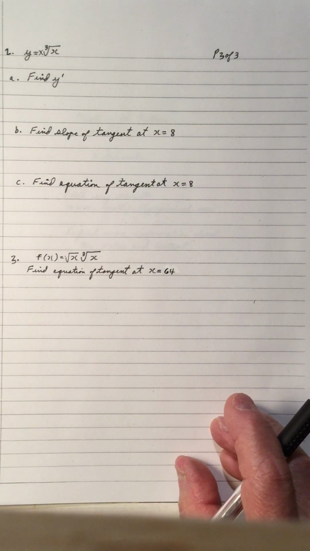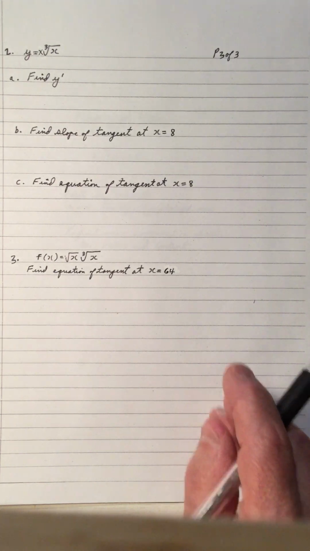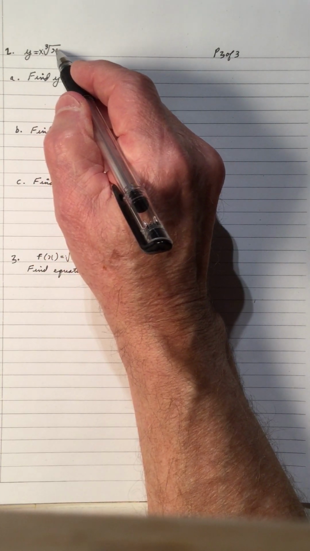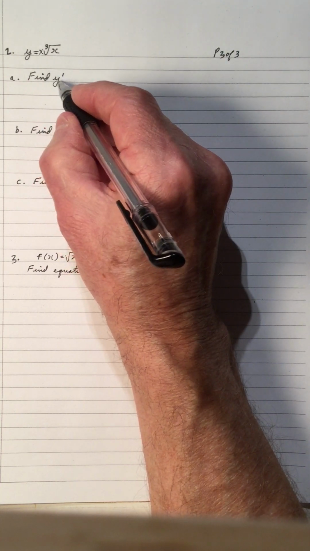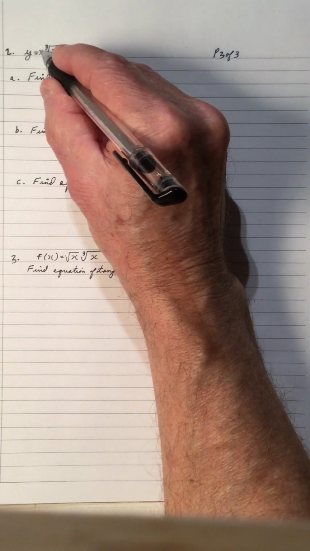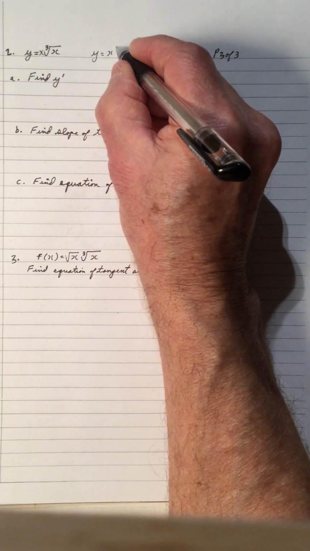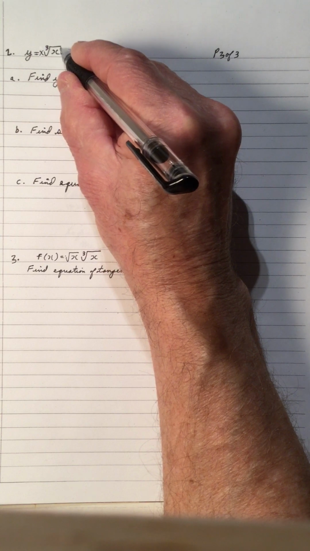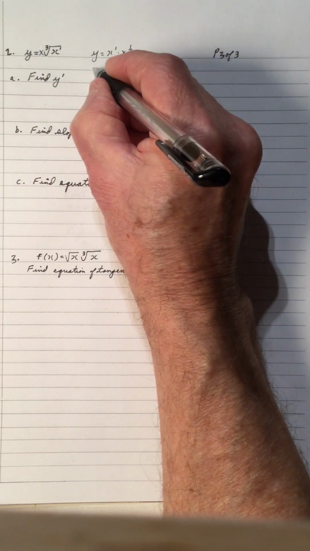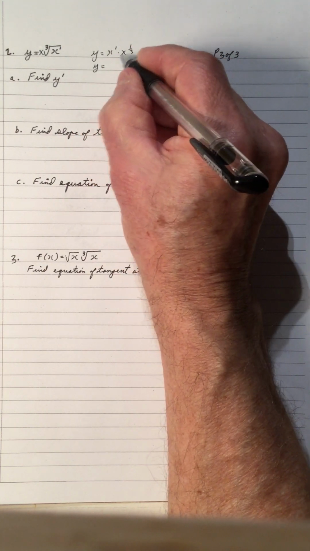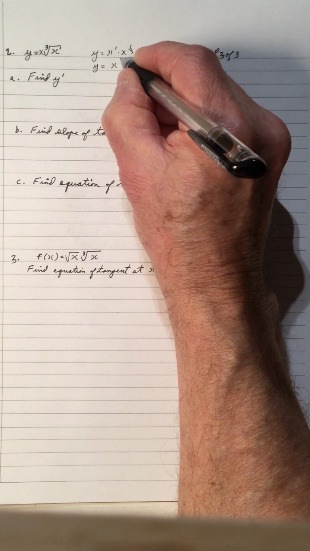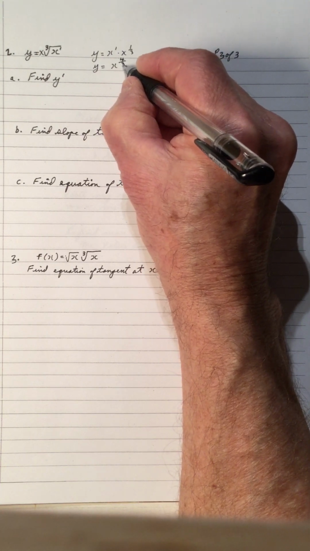So let's do a few more examples. What about, we have y equals x cube root of x. Find y prime. So we have to change y. So x is to the power of 1, and the cube root of x is x to the 1/3. When you're multiplying with the same bases, you add the exponents. So 1 plus 1/3 is 1 and 1/3, which is 4 over 3.